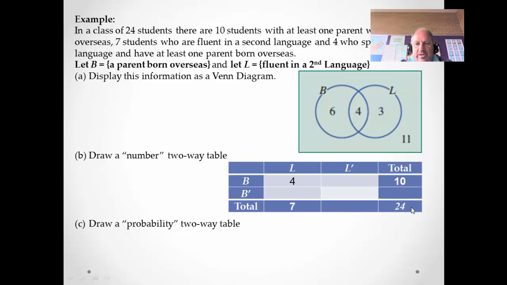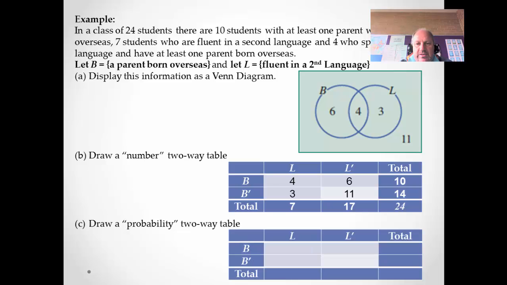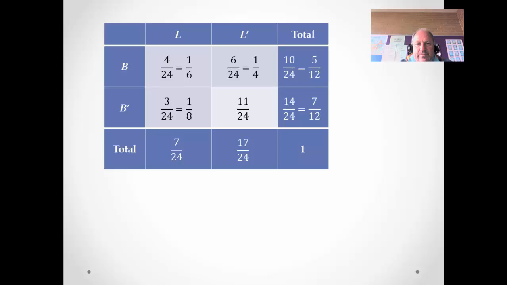So from here we can work out the missing numbers. This would have to be 6, this would have to be 3. And going down this way, this would be 14, this here would be 17, therefore that makes that vacant spot there 11. That's a number two-way table, because I've used the raw numbers. If we want to change this to a probability, we need a little bit more space, so I'll go to the next slide to fill this in.